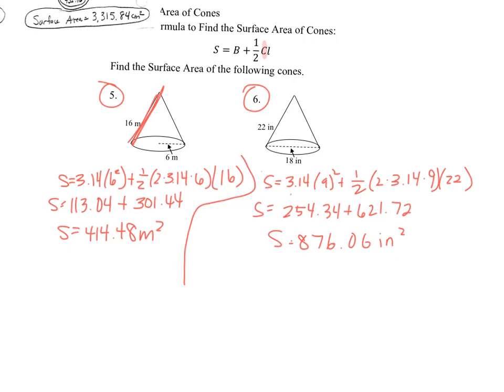So go ahead and check to see if you got those right. Number 4 should be 414.48 meters squared, and 5 should be 876.06 inches squared. So again, formulas for surface area of cylinders and cones are exactly like prisms and pyramids, except for the language. We can't say perimeter, we have to say circumference. That's literally the only difference. You solve them the same way.